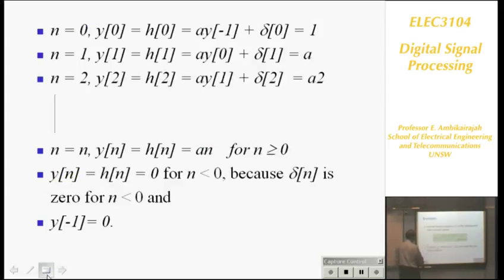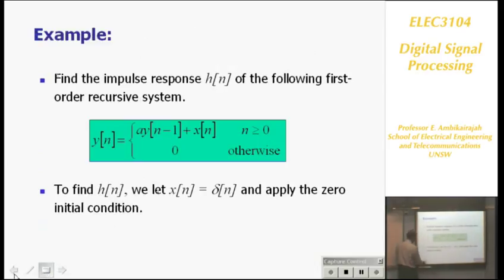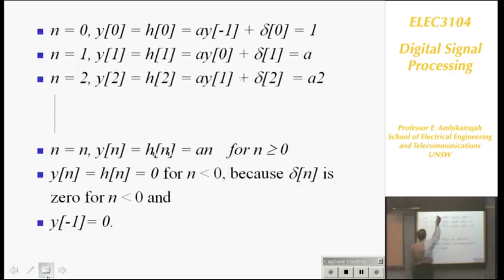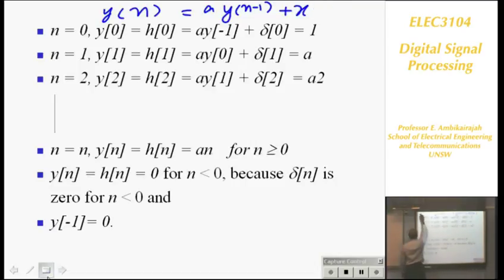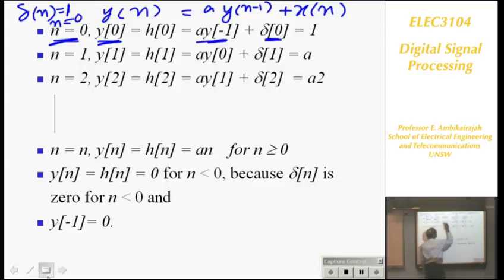So I have to write the equation. The equation is known: a yn minus 1 plus xn. So you can say my equation yn is equal to a yn minus 1 plus xn. Okay, I am substituting delta n equal to 1 at n equals 0, the impulse. So I go n equals 0, y0 is equal to a times y minus 1 plus delta 0. Previous value y is 0. Initially relaxed means y is 0. So this is 1, so that's there.